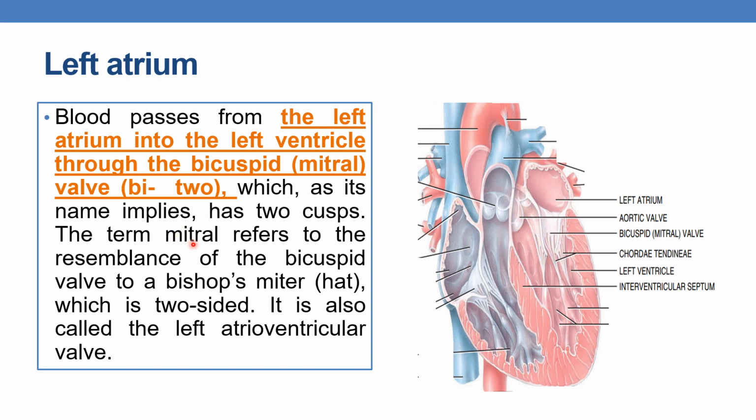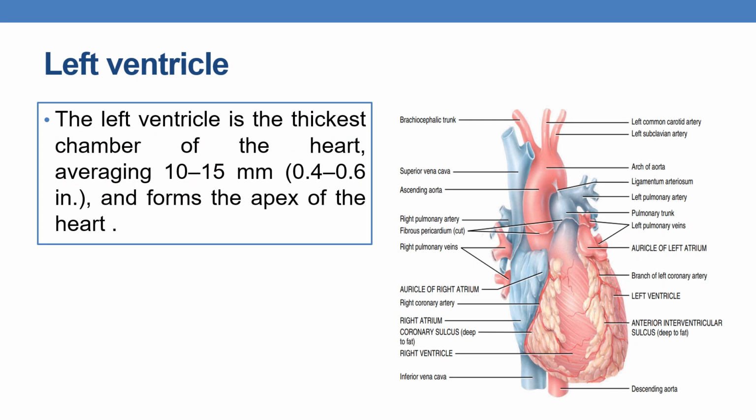And the term mitral refers to the resemblance of the bicuspid valve to a bishop's mitre, that is nothing but a hat, which is two-sided. It is also called the left atrioventricular valve. The left atrioventricular valve is the bicuspid valve and the right atrioventricular valve is the tricuspid valve. And the bicuspid valve, also called the mitral valve, allows the blood to flow from left atrium to left ventricle. Now coming to the left ventricle.